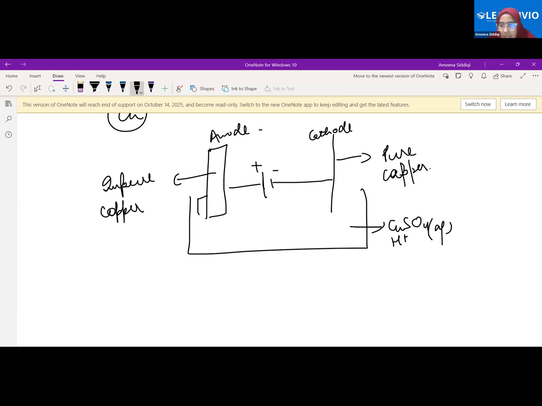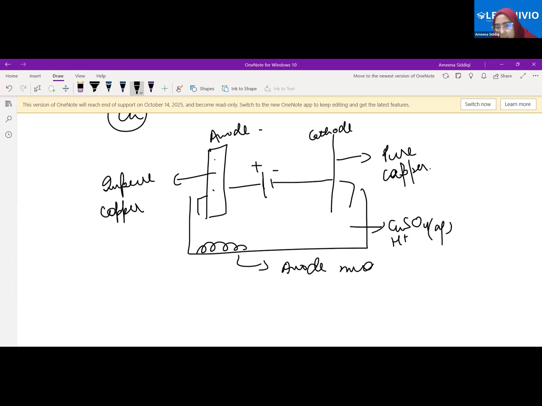Yes. As soon as the current is passed, from here we have copper plus impurities. So copper will start moving towards the cathode, and impurities from here will settle down below the anode in the form of anode mud. What will it be called? Anode mud.